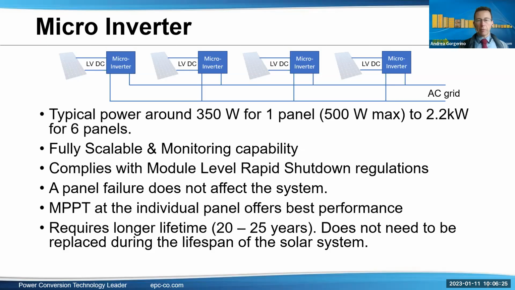It also complies directly with the module level rapid shutdown regulations since you have the electronics right there. One single panel failure does not affect the whole system. They're all independent. And also the MPPT function is done on the individual panel, which offers the best performance. So these systems typically offer a longer lifetime, 20 to 25 years, to match the overall lifespan of the solar system. So they don't need to be replaced during the lifetime.